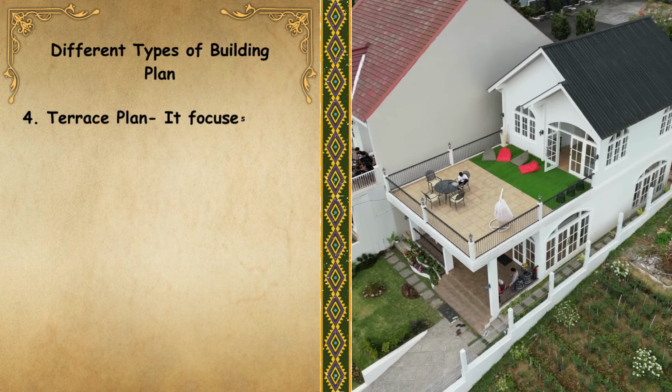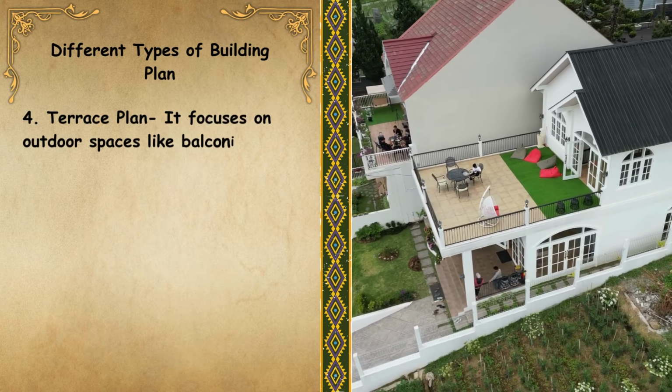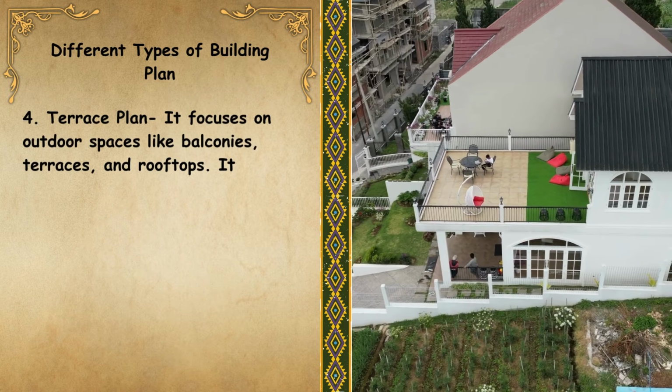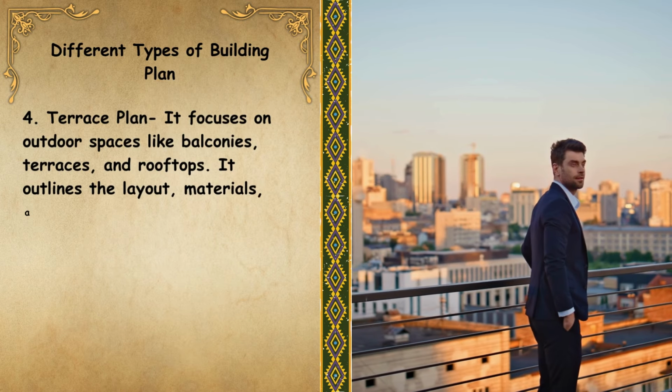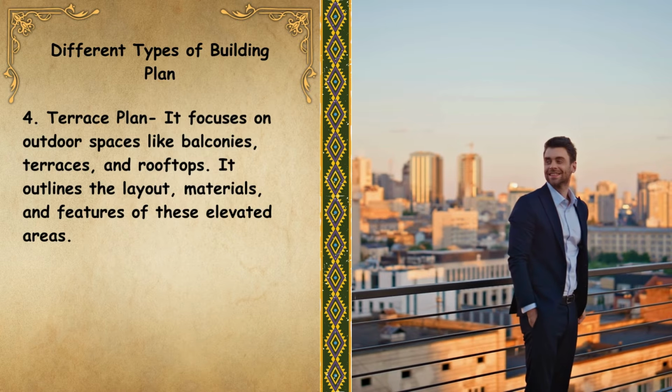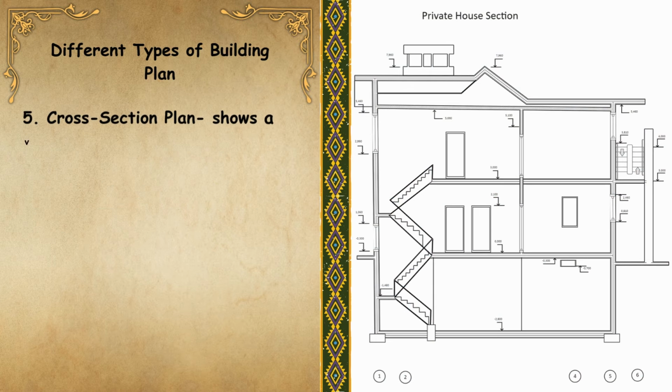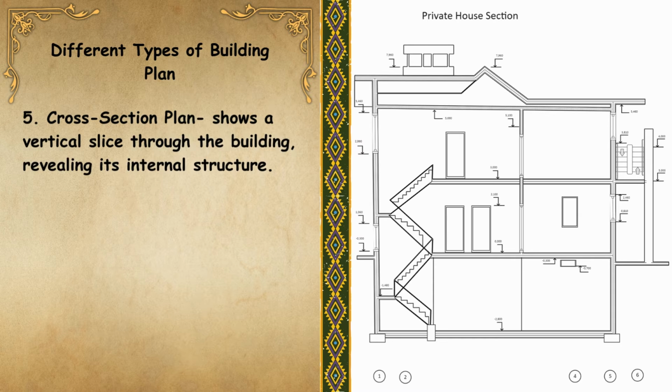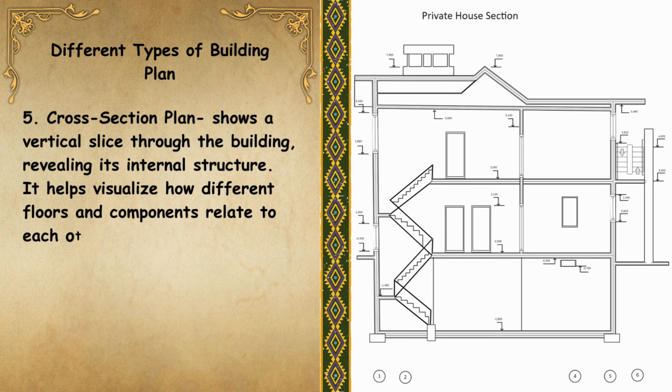4. Terrace plan. It focuses on outdoor spaces like balconies, terraces, and rooftops. It outlines the layout, materials, and features of these elevated areas. 5. Cross-section plan shows a vertical slice through the building, revealing its internal structure. It helps visualize how different floors and components relate to each other.